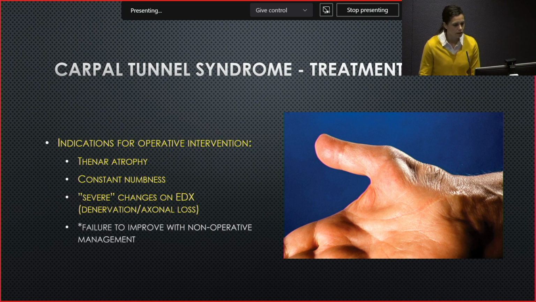So surgery is indicated for patients with evidence of denervation or axonal loss, including those patients with thenar atrophy, constant numbness, and severe changes on electrodiagnostic studies, or if they fail to respond to non-operative management. And that's not highlighted yellow because that's an indication for surgery, but those aren't patients that there's an urgency to intervene on.